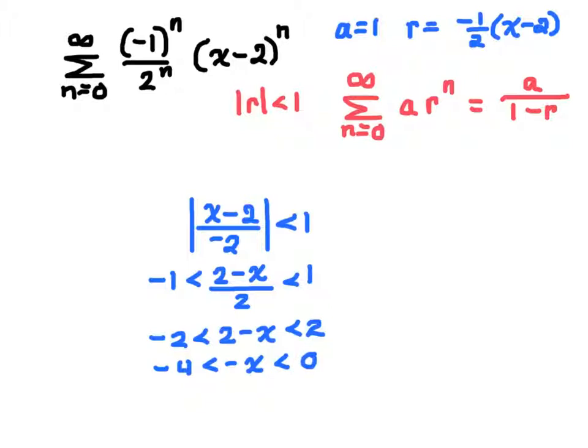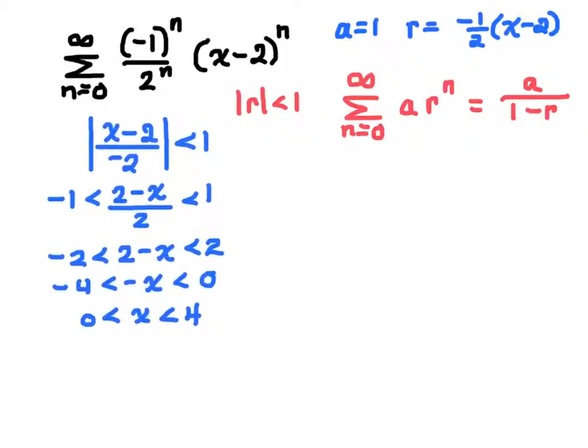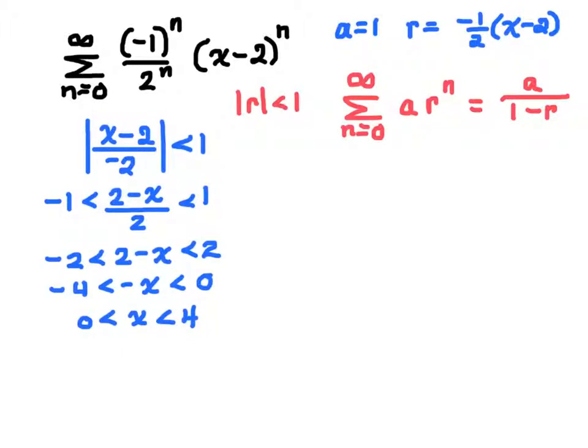And now I'm going to multiply everything by a negative, which changes the direction of my inequality, so I end up with x is between 0 and 4. So this is my interval of convergence right here, from 0 to 4. So let's move that up here. We've discovered our interval of convergence. That's important. And so we'll put a box around our interval of convergence.